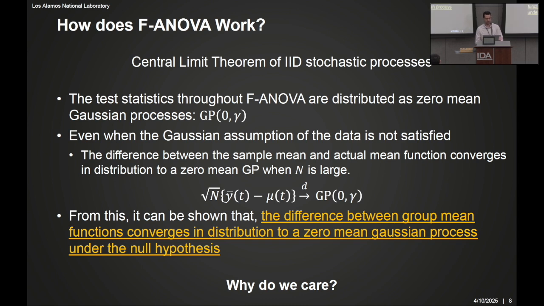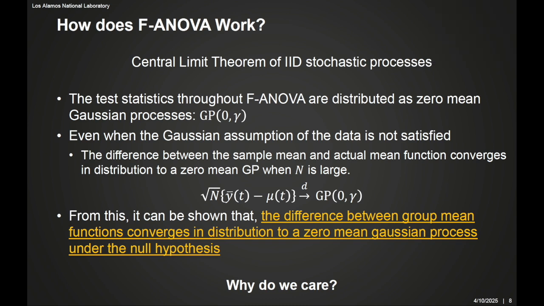For someone using functional analysis of variance, there are libraries. There's one in R called fdANOVA. I wrote one in MATLAB, which is similar but has some other features which I'll explain more. But if you use any of these libraries, it would be nice to know how it actually works. This comes back to the central limit theorem for IID stochastic processes.